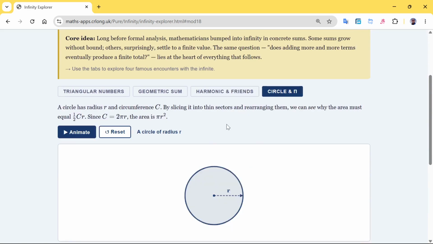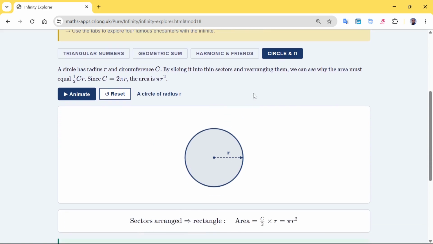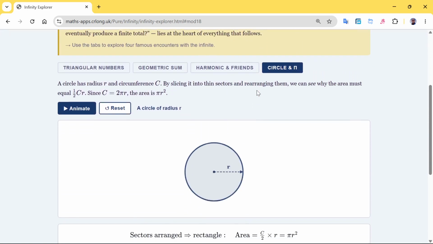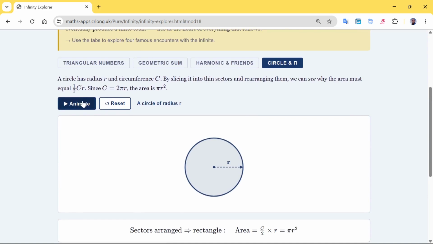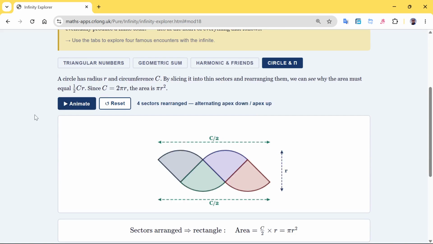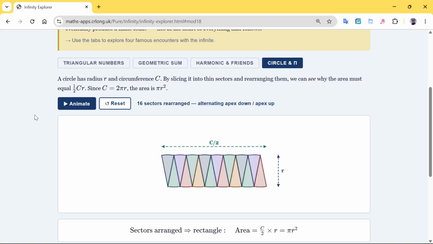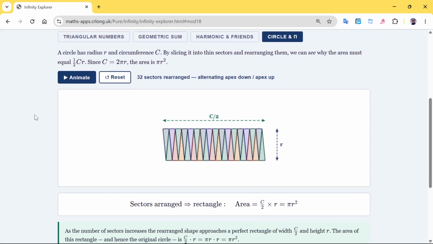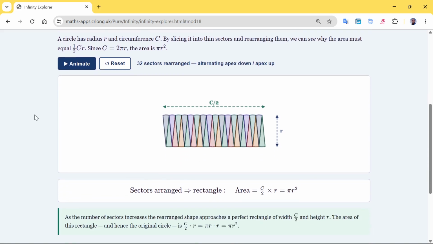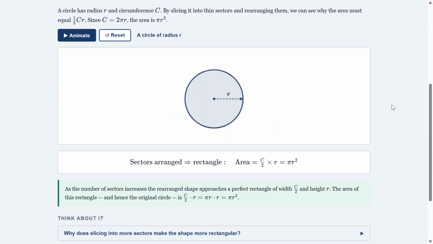And finally, there's a discussion of how we can use infinite series, infinite sums, to calculate the area of a circle by dividing it into more and more slices or sectors. And the explanation for the formula of the area of a circle is given here.